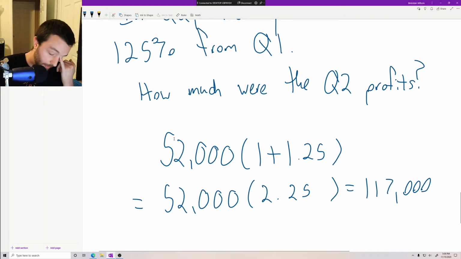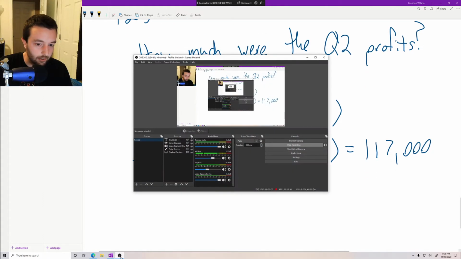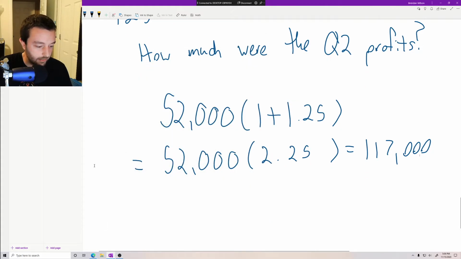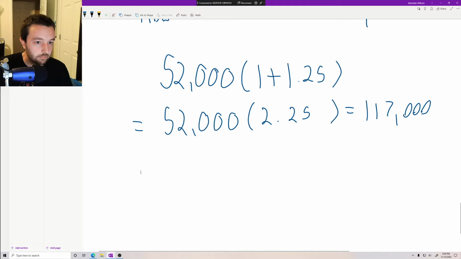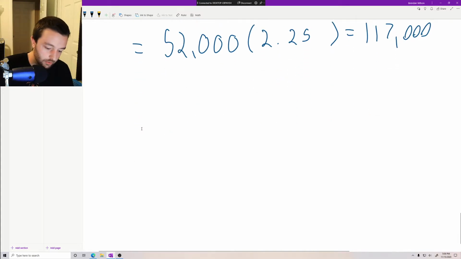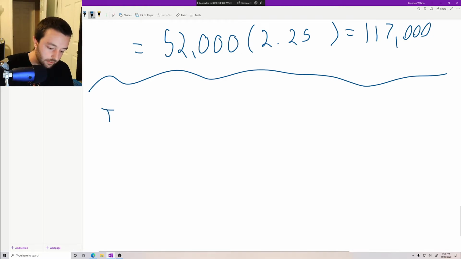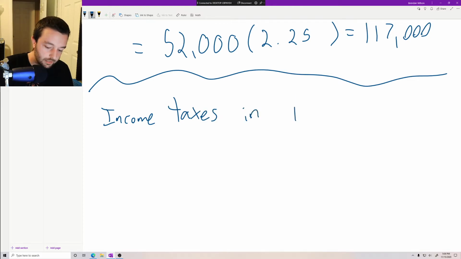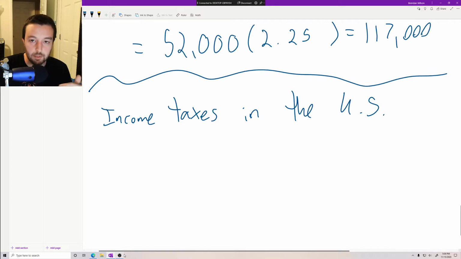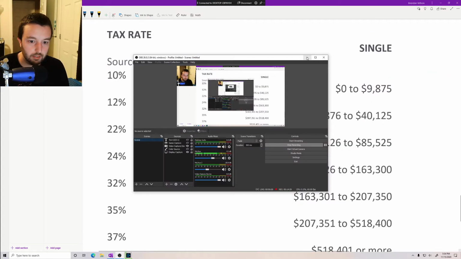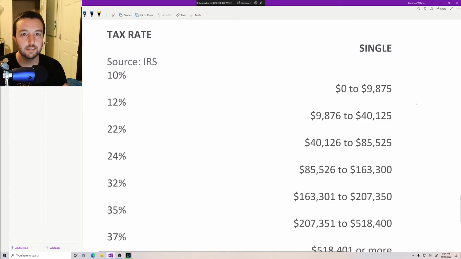All right. Let's talk about now income taxes. Okay. We'll just make it at the bottom here. Let's talk about income taxes in the US. Okay. And I'm gonna copy and paste the actual income taxes, so we're using accurate information. All right, so these are the current income tax rates.